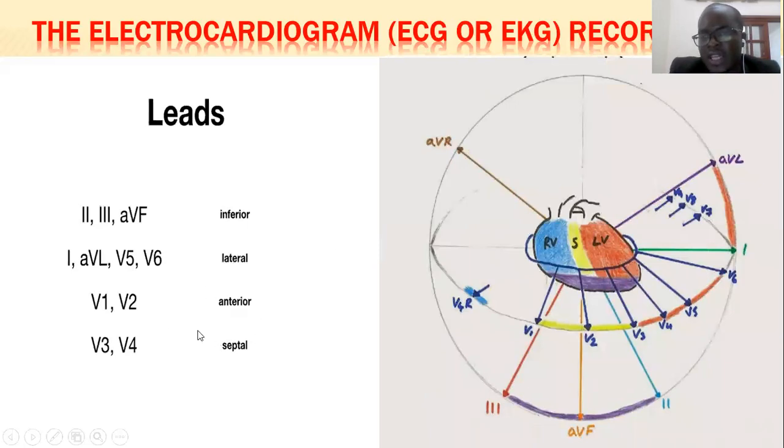So this is basically the same information. You can see here that you have these 12 leads. Lead 3, AVF, and 2 are looking at the inferior aspect. Then AVL, 1, V6, V5 are the lateral aspect of the heart, or the left ventricle. Then V1, V2 are looking at the anterior aspect, the front part of the heart. Then V3, V4 are looking at the septum of the heart.